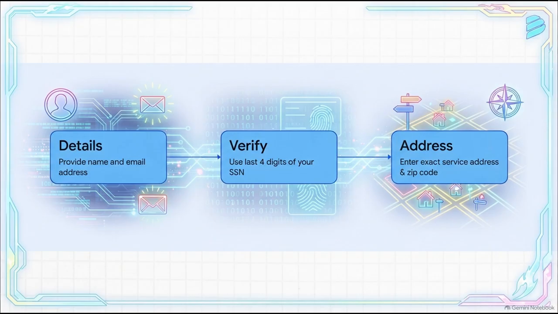Then, you verify your identity using the last 4 digits of your social security number. Finally, you enter your exact service address, which means the house number, street name, and zip code. Once the system matches all of this up, it will safely retrieve your account number for you.